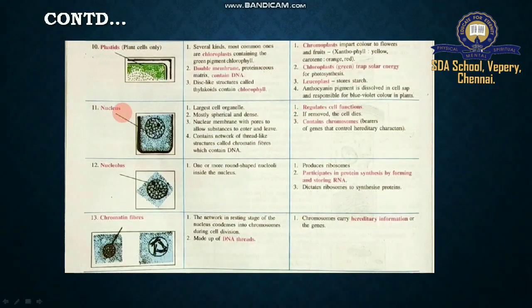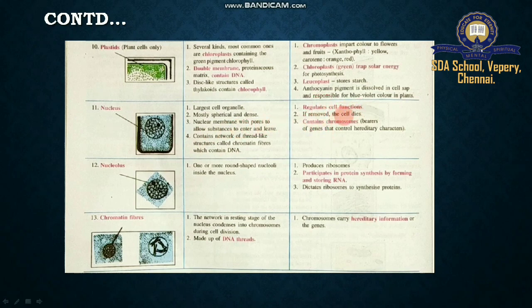Then the nucleus is an important major organelle in all plants and living organisms. It is the controlling center and the largest cell organelle, mostly spherical and dense, with a nuclear membrane with pores to allow substances to enter. It contains a network of thread-like structures called chromatin fibers, which contain DNA. This is the nucleus, a major and important organelle of all living plants and animals, even human beings. Its function is to regulate cell function.